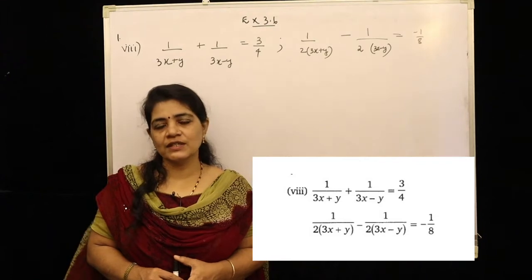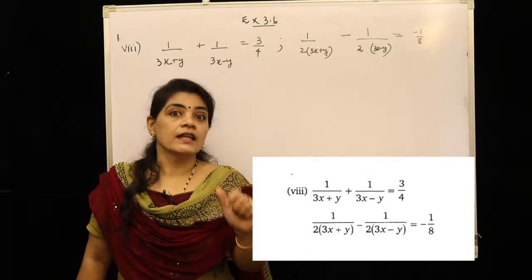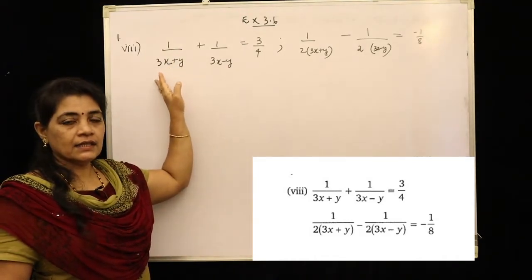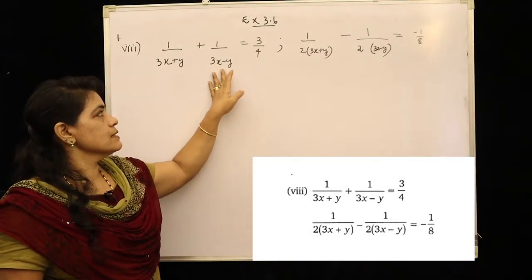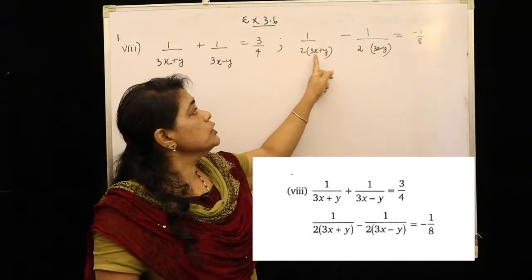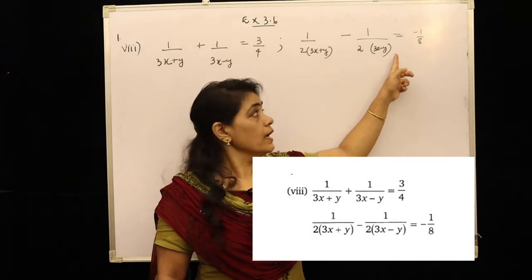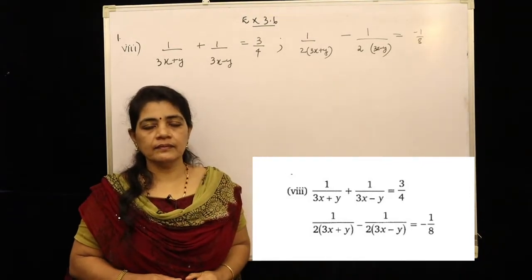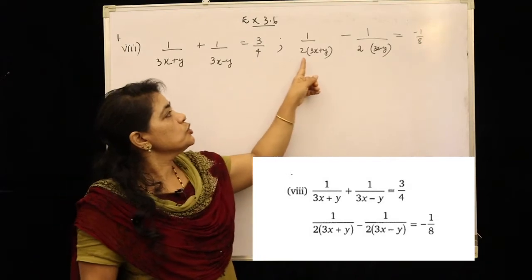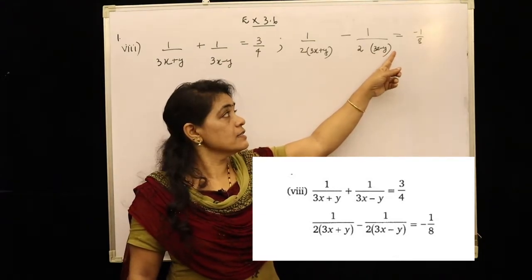Now we are solving the last question, that is the 8th sub question of the first question. Okay, it's another very, very important problem. See children, 1 by 3x plus y, the denominator, see, variables are there in the denominator, 3x minus y, and that is equal to 3 by 4. Here 1 by 2 into 3x plus y minus 1 by 2 into 3x minus y is equal to minus 1 by 8. See children, here in the denominator of the first term it is 2 into 3x plus y, and of the second term 2 into 3x minus y.